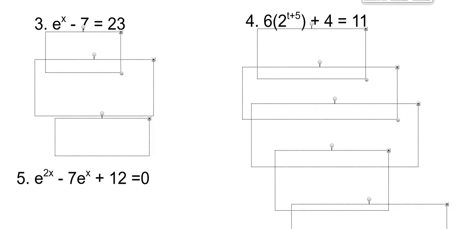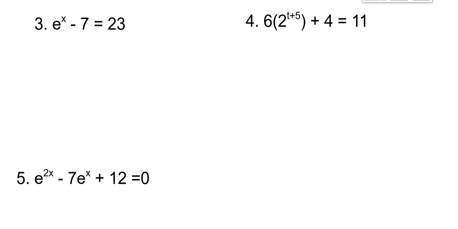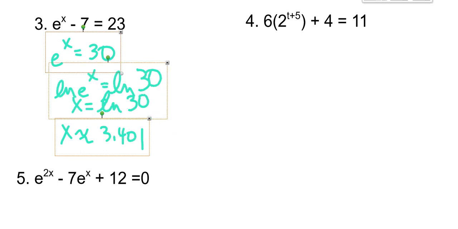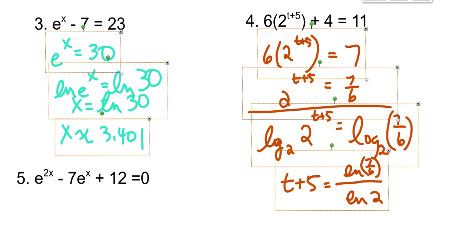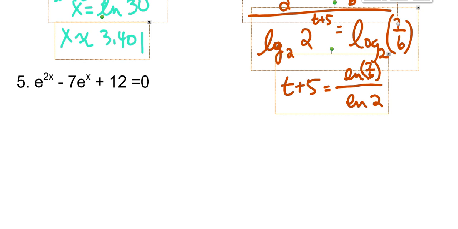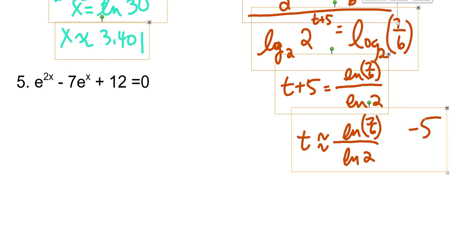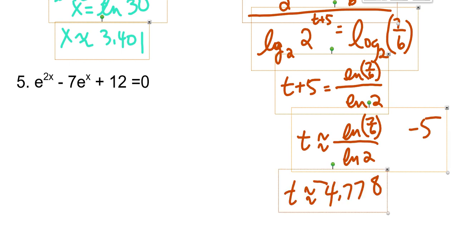So for this one, we get e to the x is 30 when we add 7 to both sides, and then take the ln of each side, and x equals approximately 3.401. Then on the next one, add 4, divide by 6, and take the log base 2 of each side, and then subtract 5 from each side and get approximately -4.778.